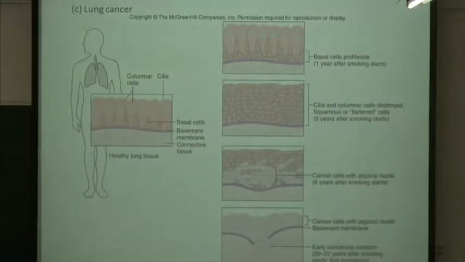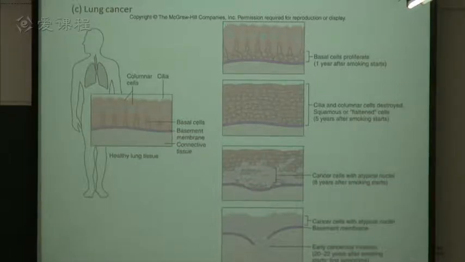And in the last example, I would like to emphasize tobacco smoking, cigarette smoking, and the development of lung cancer. Here is a healthy lung, with the basal cells, the basement, and also the connective tissues. After 1 year of heavy smoking, the basal cells start to proliferate, and after about 5 years of heavy smoking, you see that this basal layer of cells just changes type.